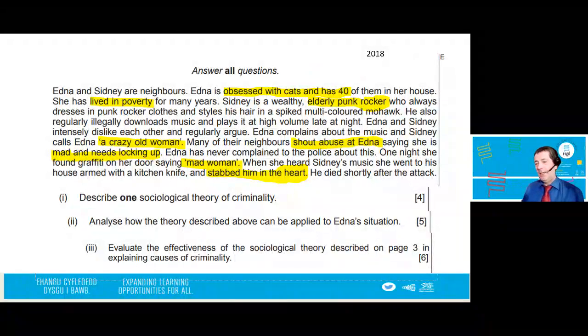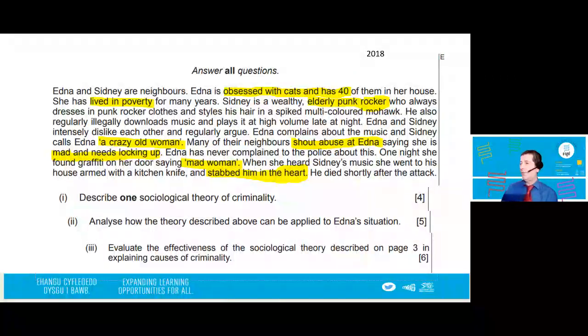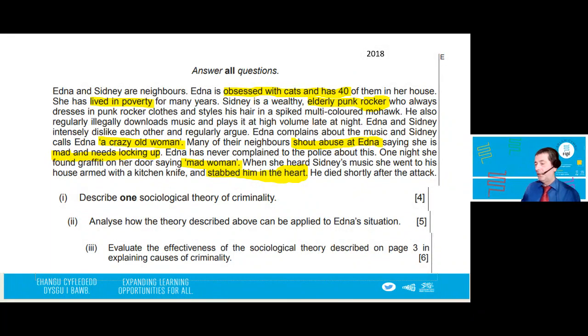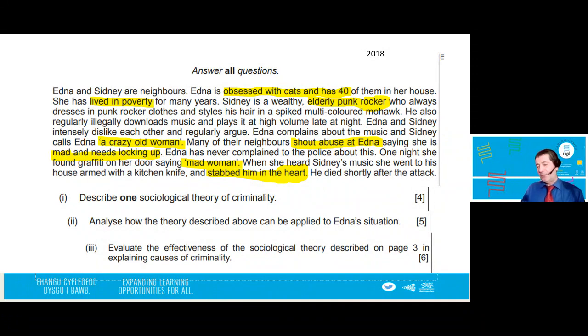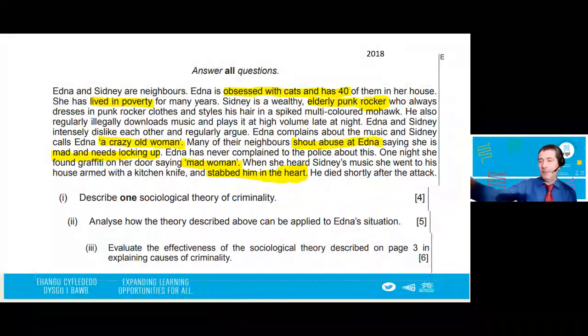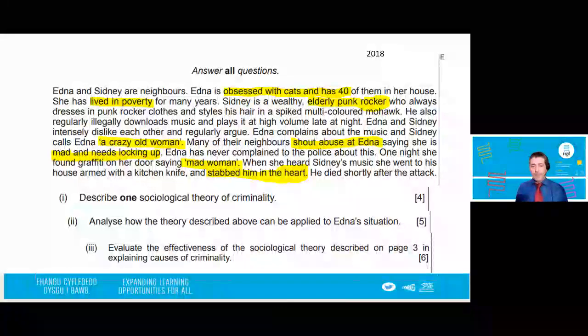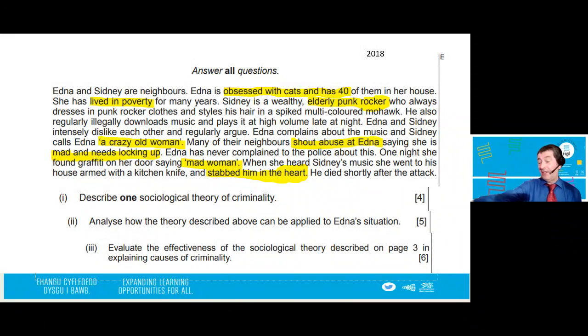Plenty of examples of them having deviant behaviour: elderly punk rocker, styles his hair in a spiked multicoloured mohawk, right, which is deviant behaviour, somebody is old. Edna, crazy woman, shouting abuse, okay? So labelled by the local society, the local people as mad, that may become master status for Edna. Perhaps it becomes a self-fulfilling prophecy. She's shouting at people, and it ends up in her at the end. There you see stabbing Sydney in the heart, which might be again an idea of master status and self-fulfilling prophecy. There's deviance amplification here, where the behaviour of Edna has been thrown out of all proportion.